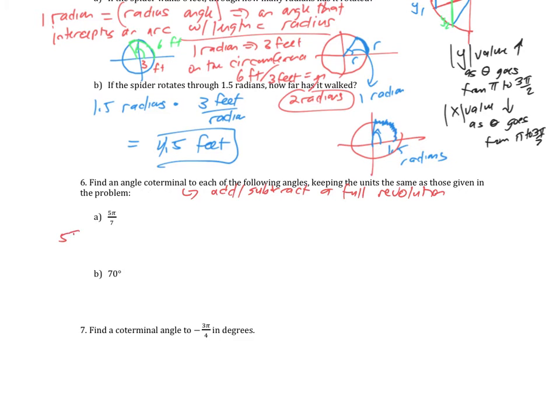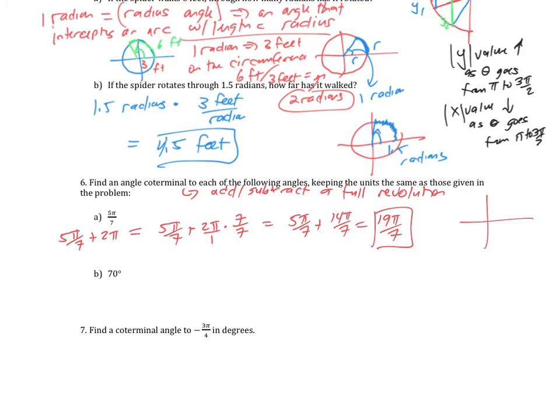So I can do 5 pi over 7 plus 2 pi. 2 pi is a full rotation. But now, because I have 5 pi over 7, I need to write 2 pi over 1 with a common denominator, which would be 7. So I'm going to multiply by a funny form of 1, which is 7 over 7. So that gives me 5 pi over 7 plus 14 pi over 7, which is 19 pi over 7. That is a positive coterminal angle. That's taking 5 pi over 7 and rotating 1 more time around.